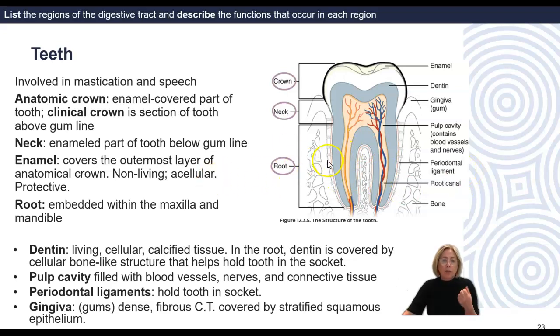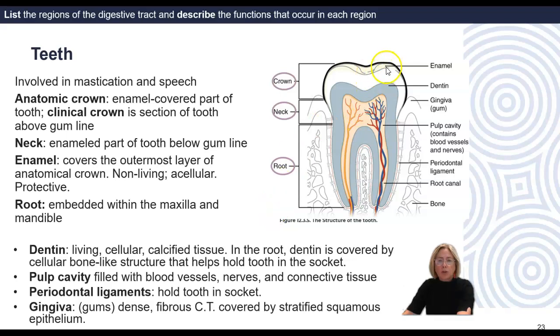The root then is embedded within the maxilla and the mandible. Dentin is the living cellular calcified tissue. In the root, dentin is covered by cellular bone-like structure that helps hold the tooth in the socket. We also have this pulp cavity, as you can see here. It's filled with blood vessels and nerves and connective tissue. And we also have this ligament here called the periodontal ligament that holds the tooth in the socket. The gingiva up here, more commonly known as the gums, are dense fibrous connective tissue covered by stratified squamous epithelium.